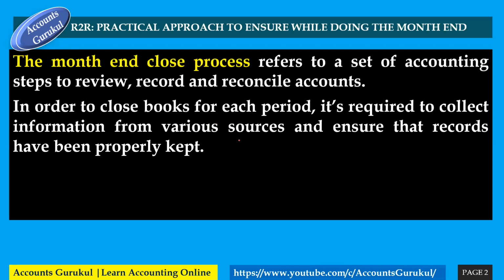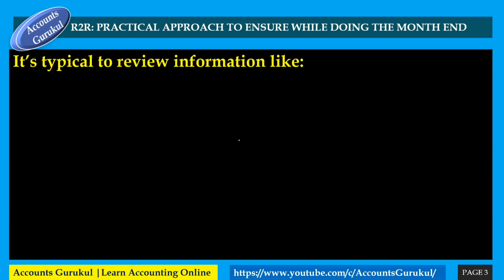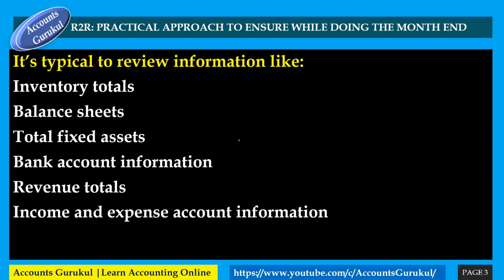In order to close the books for each period, it's required to collect information from various sources and ensure that records have been properly kept. So we collect the information from the respective departments to ensure the records have been properly kept. While the process itself will depend on the type of business and accounting methods applied, that's again based on the company's process, and what methods we have to apply for that particular business. It typically involves reviewing information like inventory totals, balance sheets, total fixed assets, bank account information, revenue totals, income and expense account information, and GL data. That's related to the month-end close.